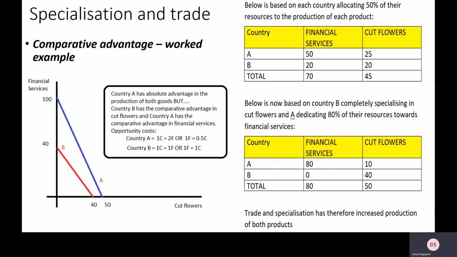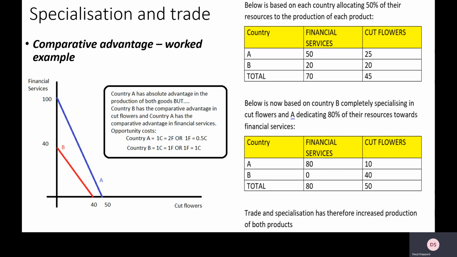Now look at the impact on global production then. Country A has got the comparative advantage of the production of finance. B has got the comparative advantage of cut flowers. Global production will increase of both goods. So financial services will grow from 70 to 80. Flower production will grow from 45 to 50.